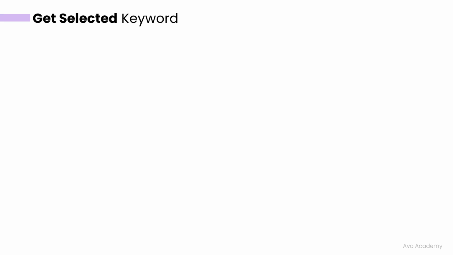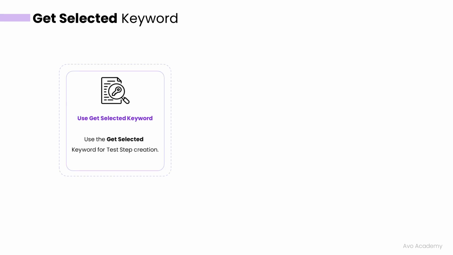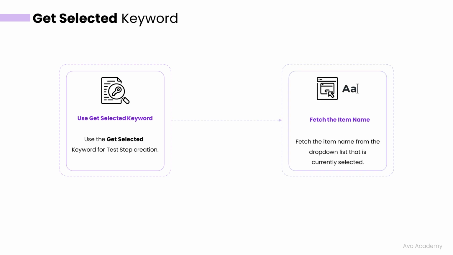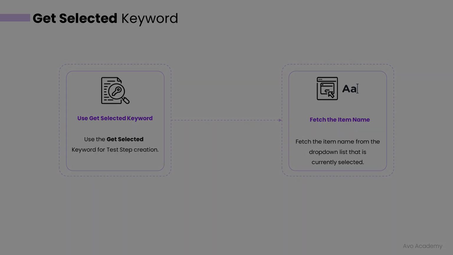In this video, you will explore the getSelected keyword in Avo Assure and learn how it is used to instruct the Avo Assure client to get the item name from the drop-down list which is currently selected, and store the value in an output variable when automating SAP processes.